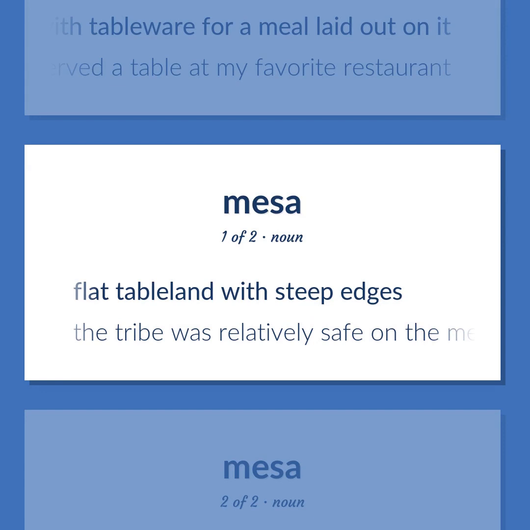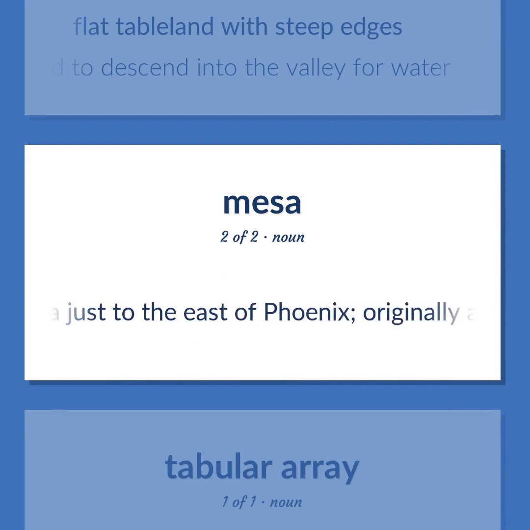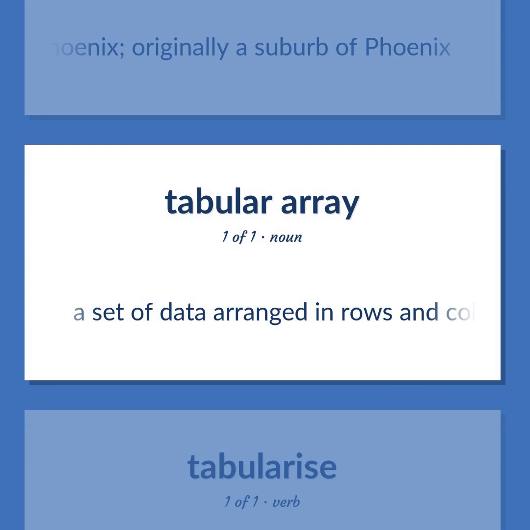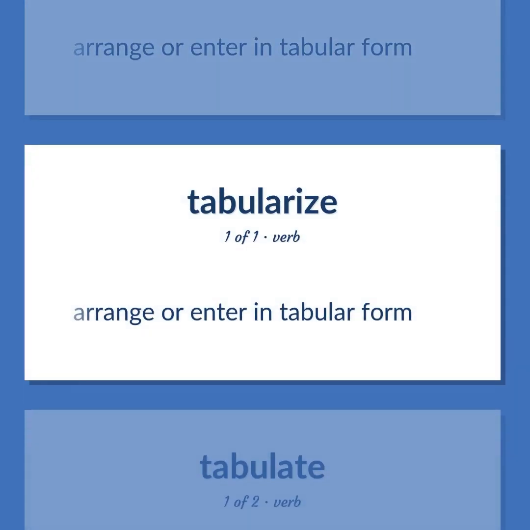Flat tableland with steep edges. The tribe was relatively safe on the mesa, but they had to descend into the valley for water. A city in Arizona just to the east of Phoenix, originally a suburb of Phoenix. A set of data arranged in rows and columns. Arrange or enter in tabular form.